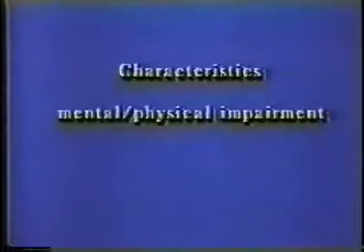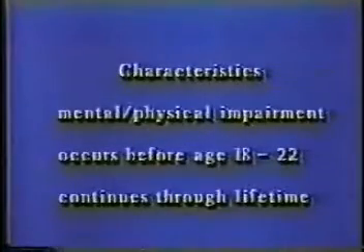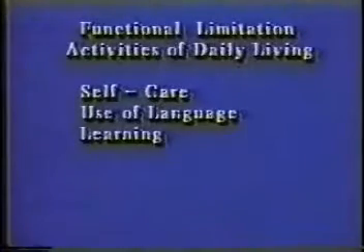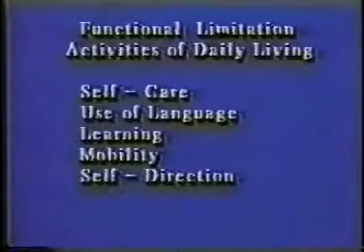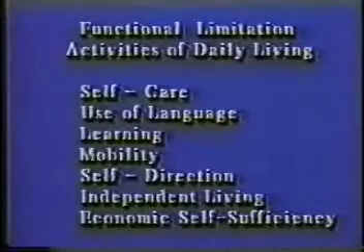Characteristics of a developmental disability are that it is caused by a mental or physical impairment or both, generally can occur before age 18 to 22, and is likely to continue throughout the person's lifetime. The disability results in functional limitation in 3 or more of the following activities of daily living: self-care, use of language, learning, mobility, self-direction, independent living, and economic self-sufficiency.